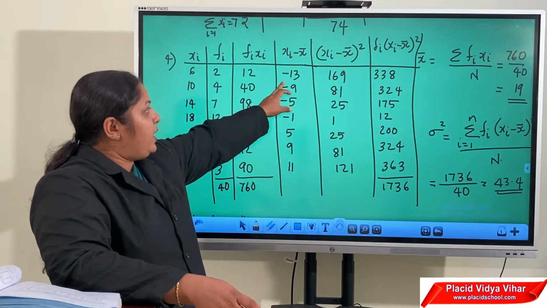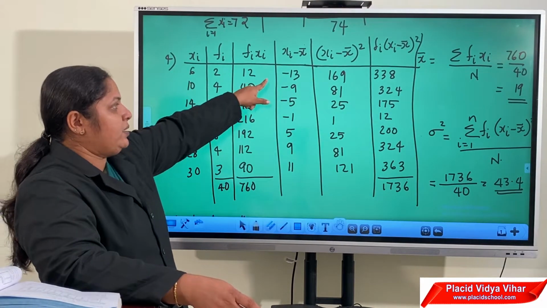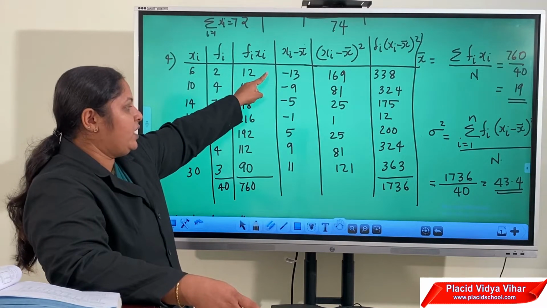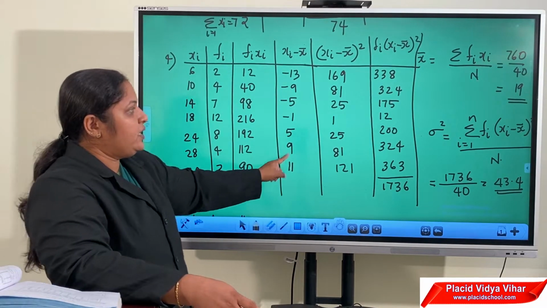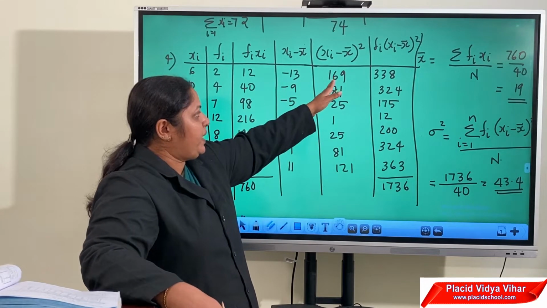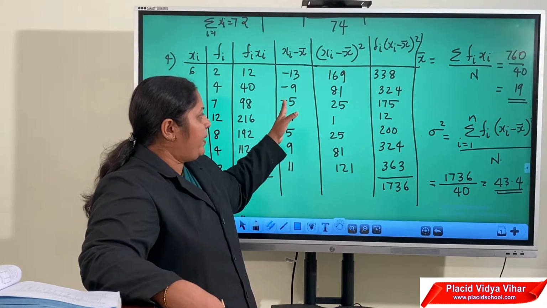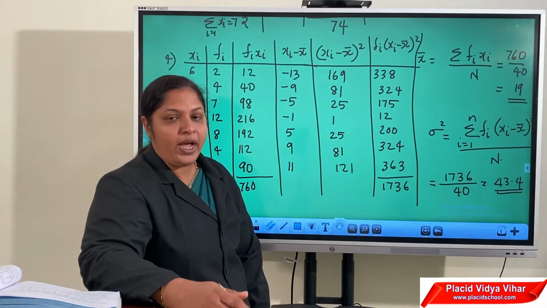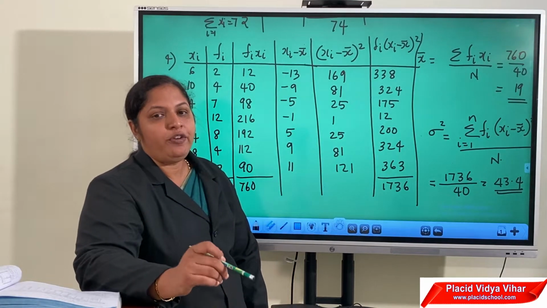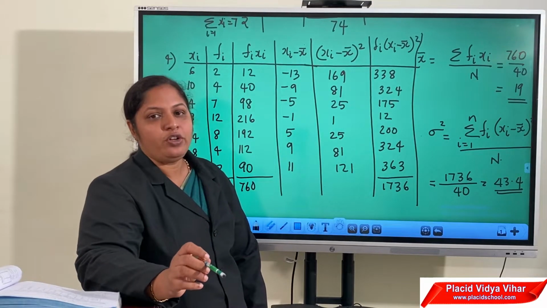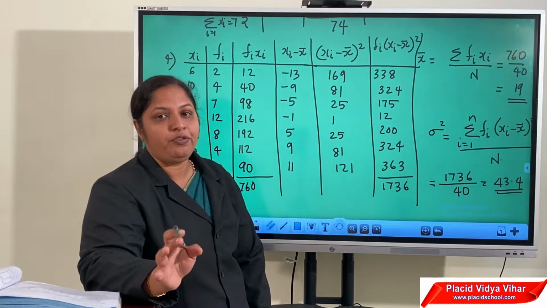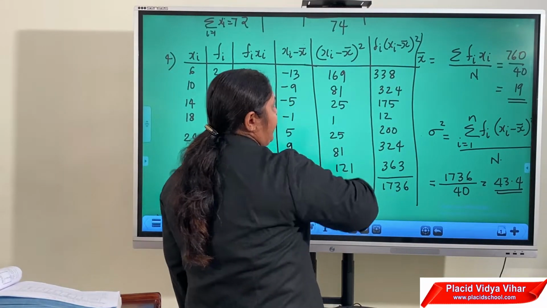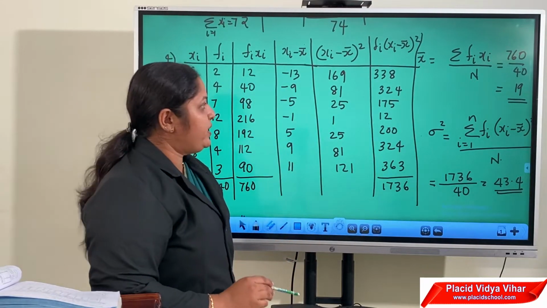Xi minus X bar, that is 6 minus 19, minus 13; 10 minus 19, minus 9. All the deviations are taken, then square it. 30 minus 13 squared is 169, minus 5 squared is 25. Similarly, all the squares are obtained. Now, as frequencies are involved, you have to multiply these squares of deviations with their corresponding frequencies. That is, Xi minus X bar the whole square should be multiplied with their corresponding frequencies.